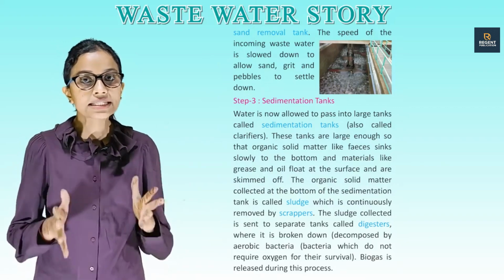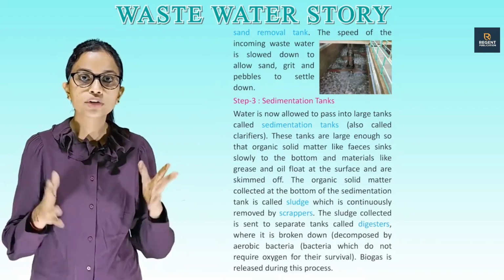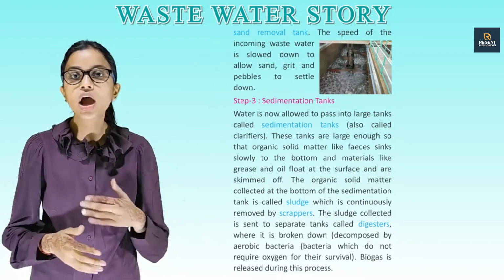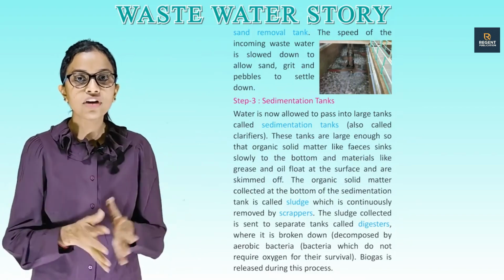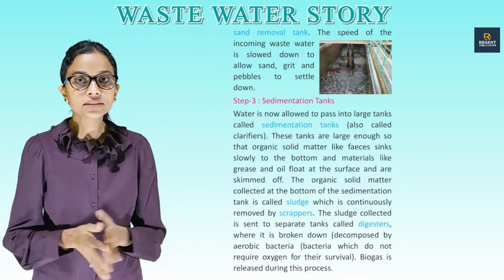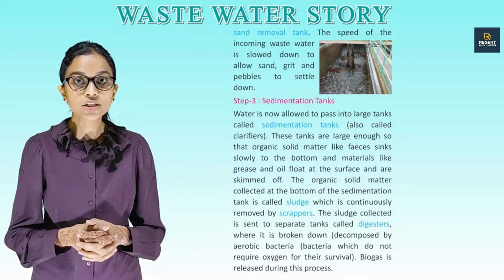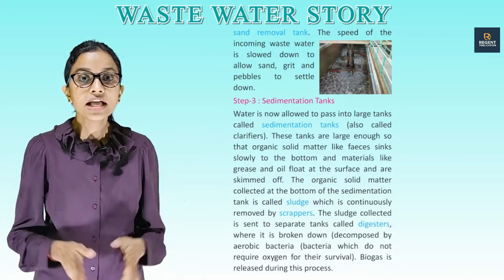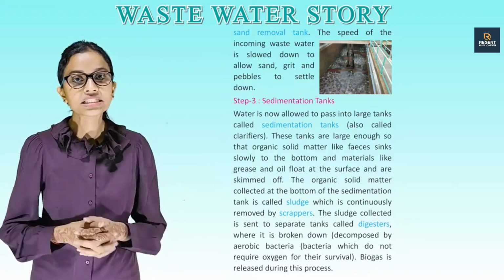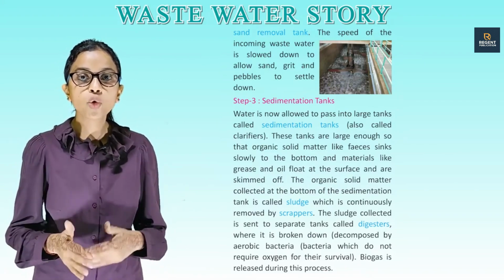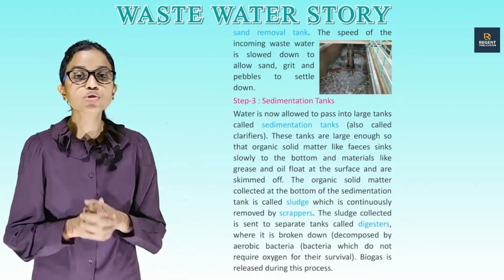Step 3. Sedimentation tanks. Water is now allowed to pass into large tanks called sedimentation tanks, also called clarifiers. These tanks are large enough so that organic solid matter like feces sink slowly to the bottom, and materials like grease and oil float at the surface and are skimmed off.